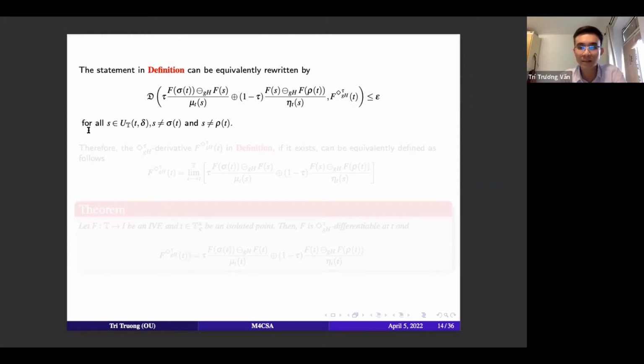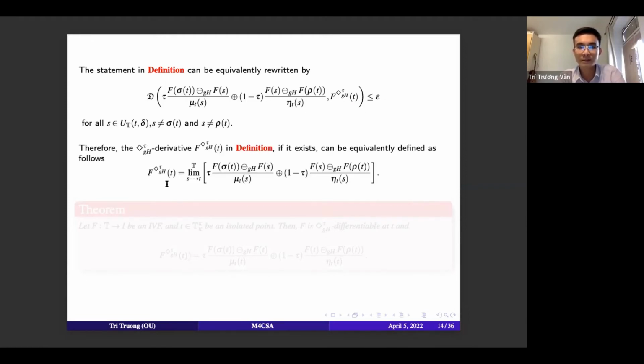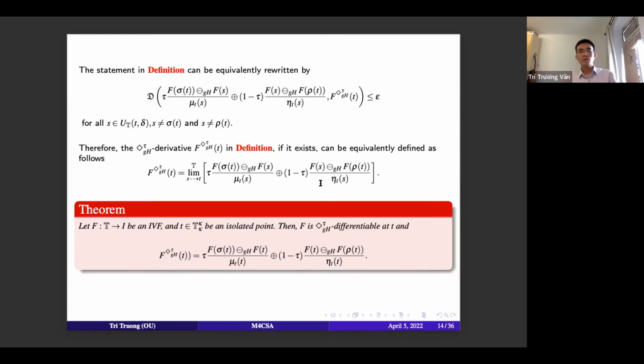In this case, for s belonging to this set for x in not sigma t, and for s also not rho t, we can present it by this formula. From the definition of the T limits, we can describe this one as the T limits of the term. And for the special case, where t is an isolated point, the diagonal derivative can be defined without limit, like in this form.